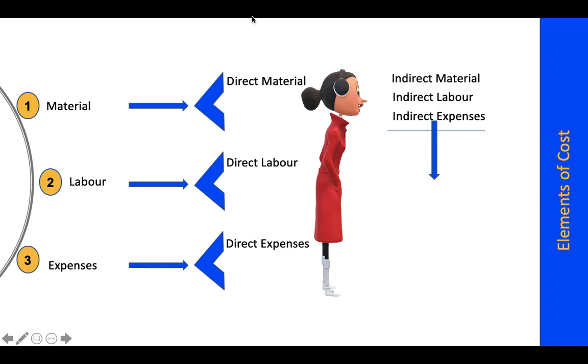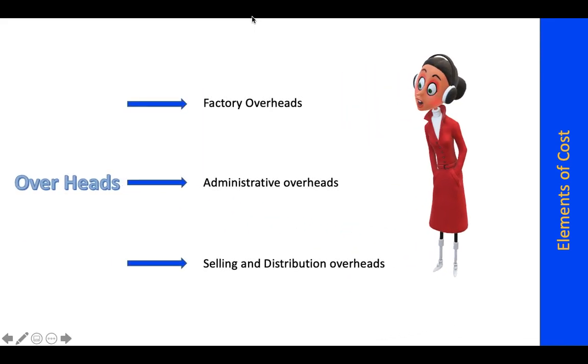What about the indirect aspects? The indirect aspects like indirect material, indirect labor, and indirect expenses can all together be called the overheads. These overheads can be based on the various levels of production. They can be divided as production or works overheads, administration overheads, or selling and distribution overheads. We will see these overheads in detail, and what items will be covered under them, in the forthcoming slides.